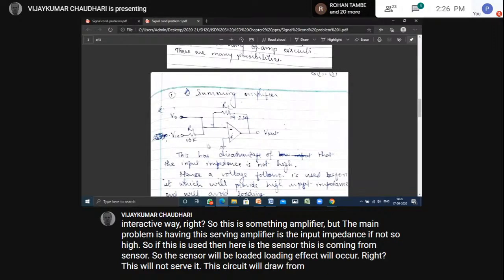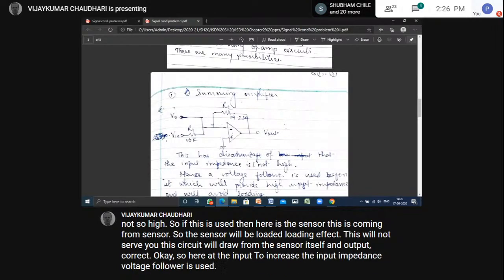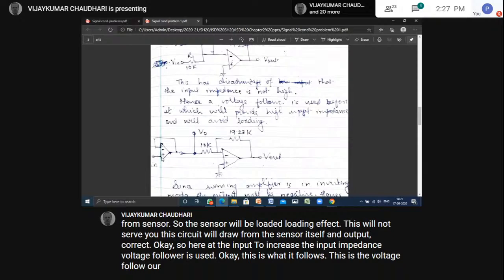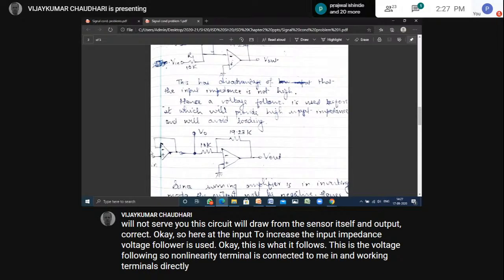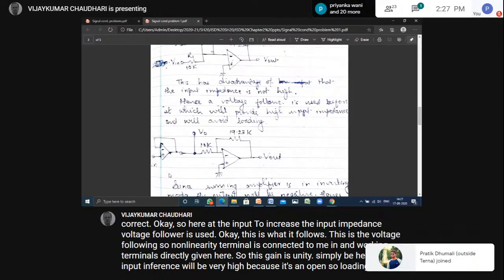Okay. So here, at the input, to increase the input impedance, a voltage follower is used. Voltage follower circuit you might be knowing. This is the voltage follower circuit. So the non-inverting terminal is connected to Vin, and the inverting terminal is directly given here. So this gain is unity. Whatever is Vin, the same will be here, but its input impedance will be very high because it's an op-amp. So loading effects of the earlier stage, that is the sensor stage, will be avoided.